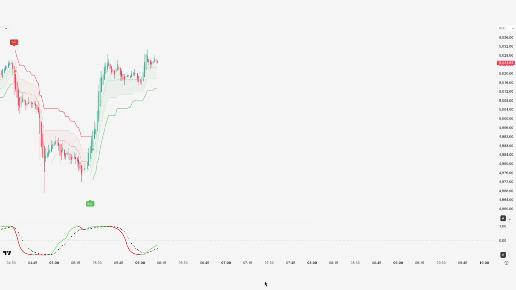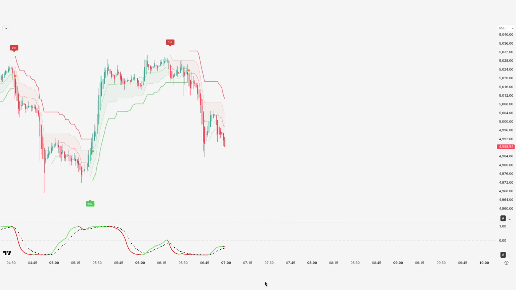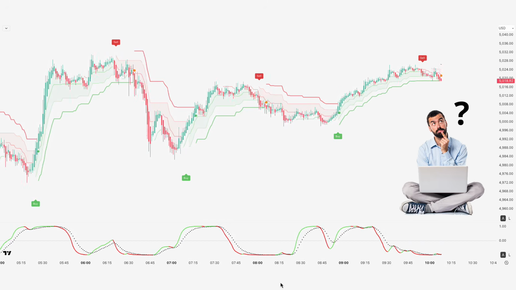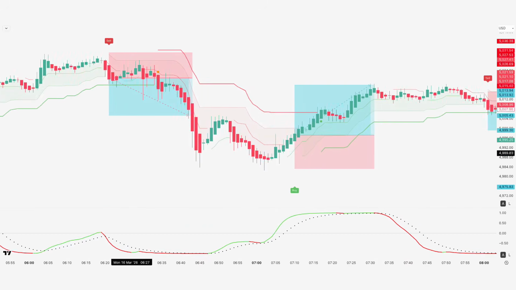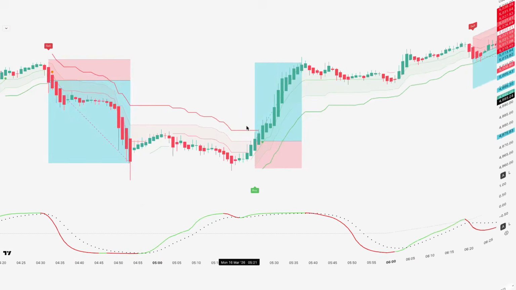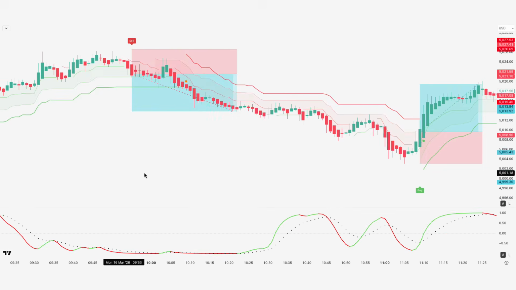Catching a reversal is the toughest part of trading, because this is precisely where most traders get trapped. When the market is falling, people buy, and when it's rising, they sell. The result: a loss. But the indicator I'm going to show you today doesn't rely on guesswork. It identifies exact reversal entry points.